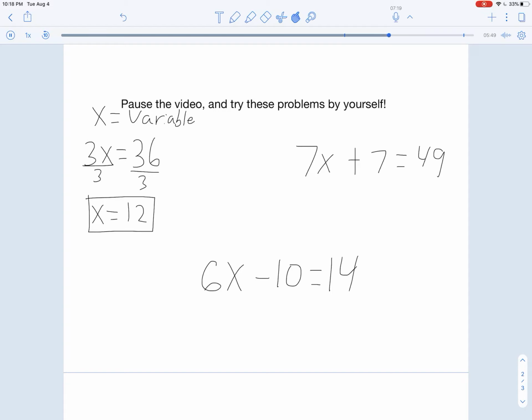All right, next one. 7 times x plus 7 is equal to 49. Now we know x is our variable. Now, since we have 7x plus 7, we're doing addition, which means we need to do the opposite to get that 7 on the same side as the 49. So subtract 7. 7x is equal to 42. The opposite of multiplication is division, so we divide both sides by 7. x is equal to 6.